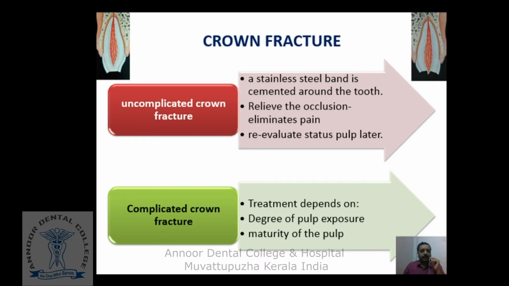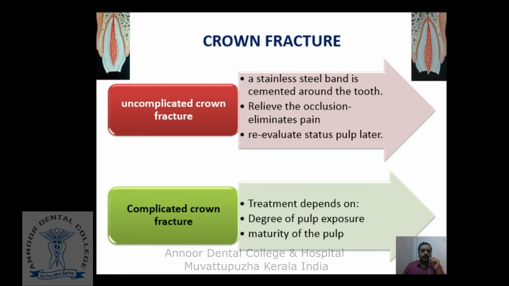It is like a greenstick fracture, where the fracture segments do not shear off under pressure. So the management includes a stainless steel band cemented around the tooth to stabilize the fracture segments, and occlusion is relieved to eliminate the pain, and the pulp status is evaluated at regular visits.